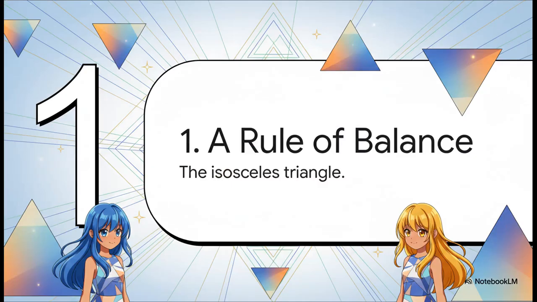Okay, first things first. We need a starting point, a baseline. To understand what it means for things to be unequal, we first have to know what perfect equality looks like. And that's why this entire journey begins with the simple, symmetrical isosceles triangle.